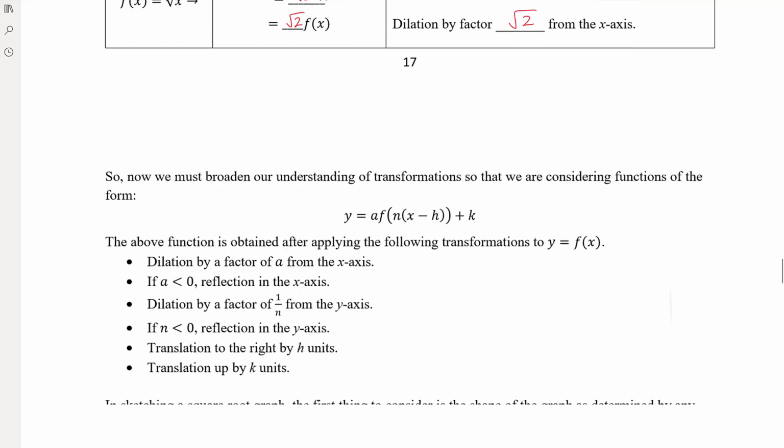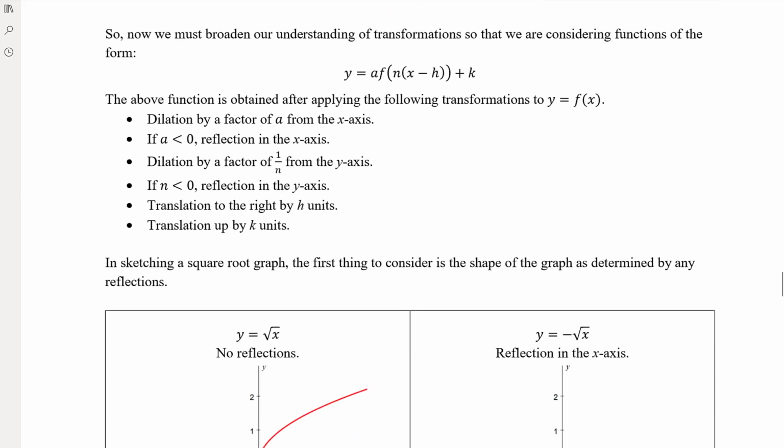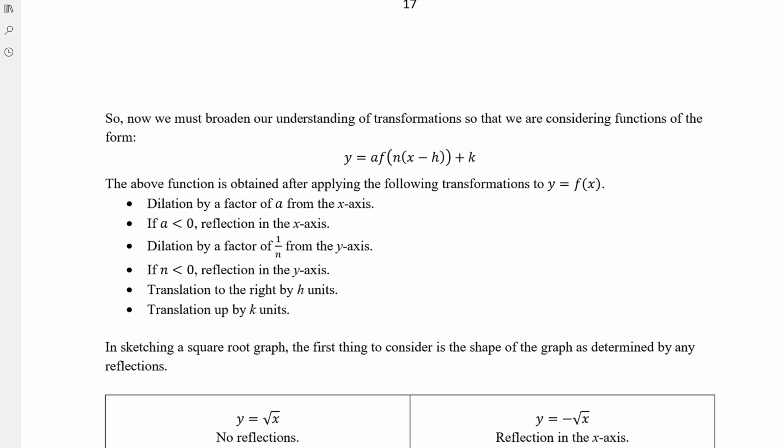Okay, so now we have to broaden our understanding of our transformations so we're encompassing everything. Dilation from the x-axis or dilation from the y-axis, reflection in the x-axis or reflection in the y-axis, translations left or right, translations up or down. And we can do that by thinking about this. The really important thing is, again, we won't worry too much about this year, we'll try to give you nice things, but next year something you need to be really careful about is what's happening in here and how they interact with each other.